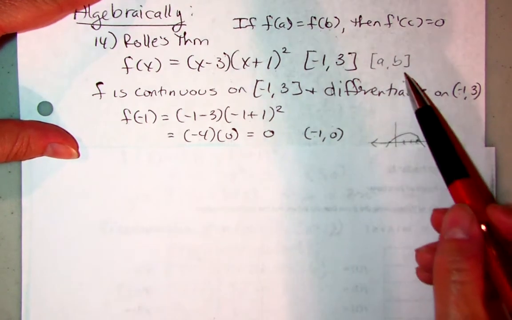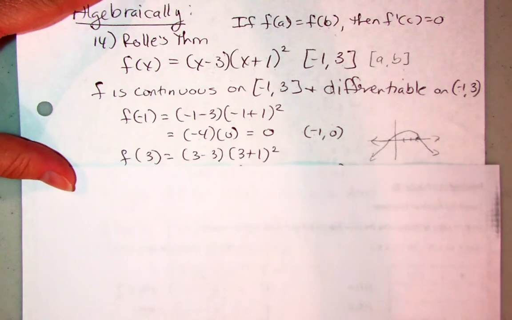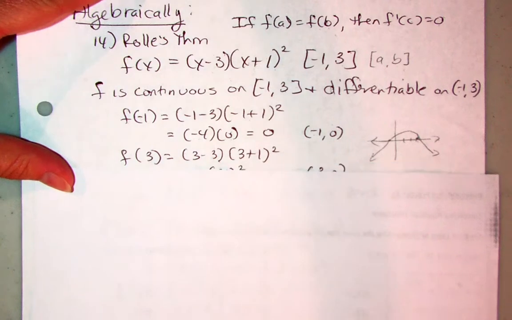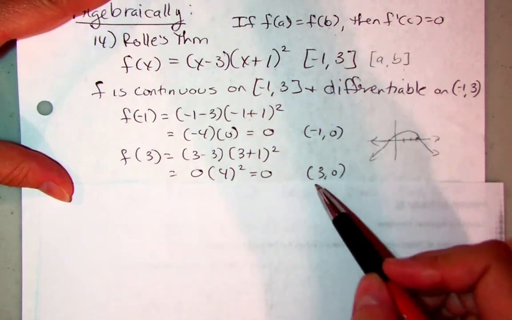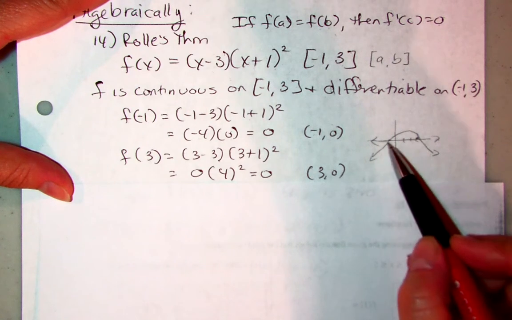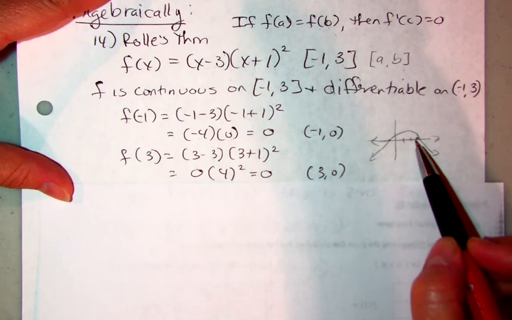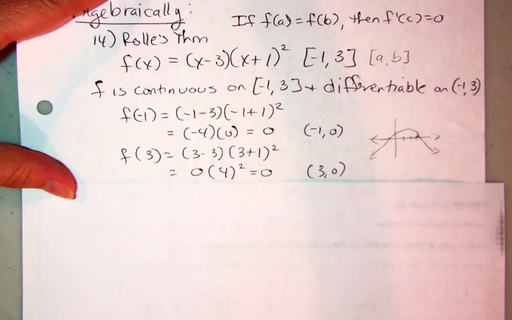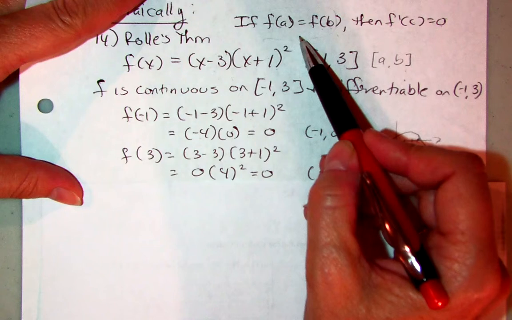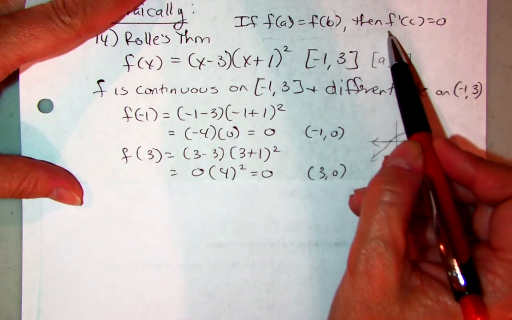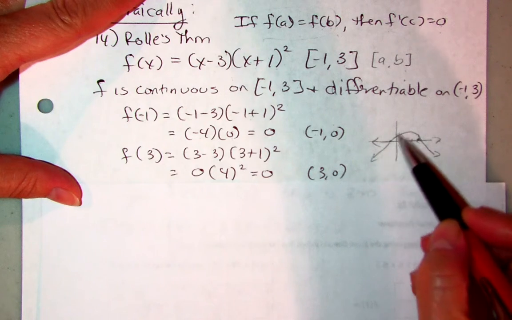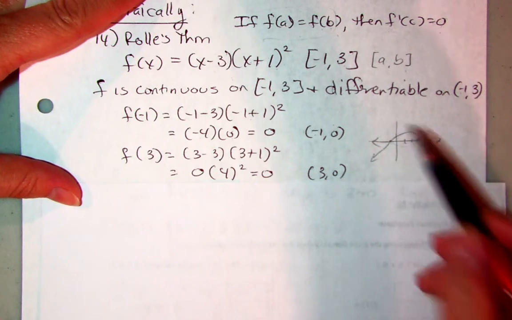Now we have to check out f of b. I have to see if the condition holds up. So I'm going to put in 3. 3 minus 3 is 0. 3 plus 1 is 4. So -1, 0, and 3, 0. I sketched out a little graph. So I can go ahead and use Rolle's theorem because I do have this. Then there is some c in between where the derivative is also going to be 0, because in between these two, it's going to go above or it's going to go down.